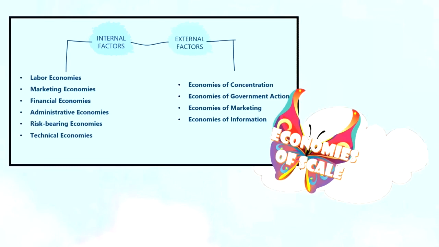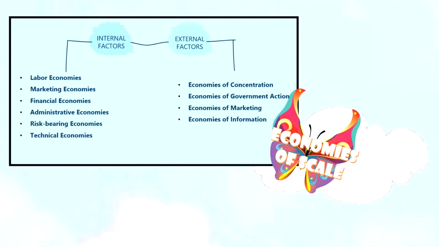So now we proceed to external factors. What is external factors? External factors is the advantages of the industry as a whole. So as we can see, there are four external factors. So we proceed to economies of concentration. Economies of concentration refer to the concentration of firms in one area.